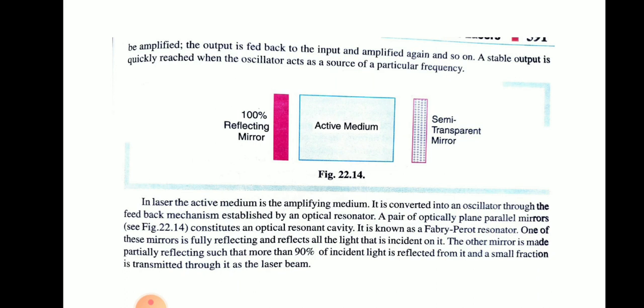One of these mirrors is fully reflecting and reflects all the light that is incident on it. The other mirror is made partially reflecting, such that more than 90% of the light is reflected and a small fraction is transmitted out of the laser medium.